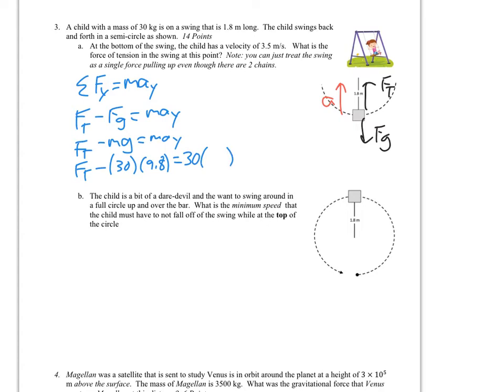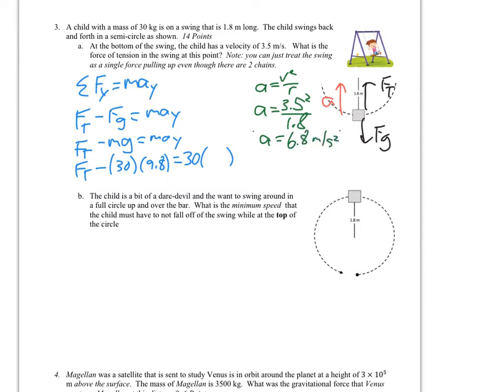I know that whenever I'm traveling in a circle, my acceleration is going to be equal to v squared over r. And I'm told here that at the bottom, the velocity is 3.5. The radius, which is the length of this chain here, going to the center of the circle, is 1.8. And so I get an acceleration here of 6.8 meters per second squared.